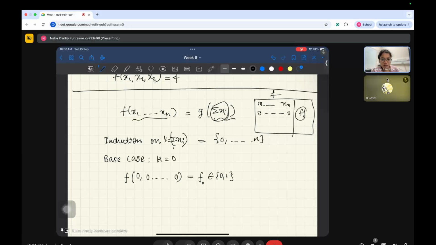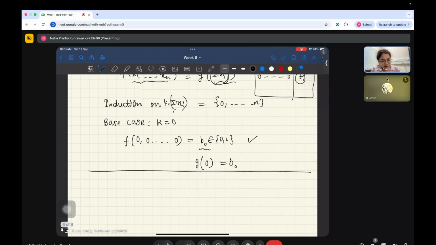Let me call it b0. F sort of gives a feeling that it's a function, whereas it's only a bit, so I'll call it b0. So the base case is done, because I'll set my g to be such that whenever the sum given to me is 0, I'll output b0. Okay, so this is done.